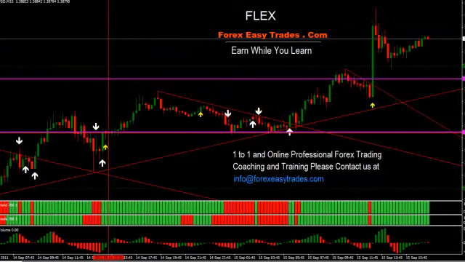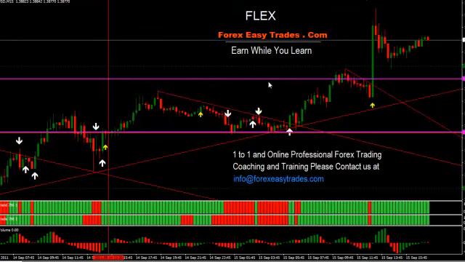I hope you understand how to analyze the market using the Flex strategy. This is a very powerful and profitable strategy. This is only one pair. We have a system which scans all the major pairs, so whenever there is a potential trade setup according to this strategy, you will see that alert in the member area dashboard.